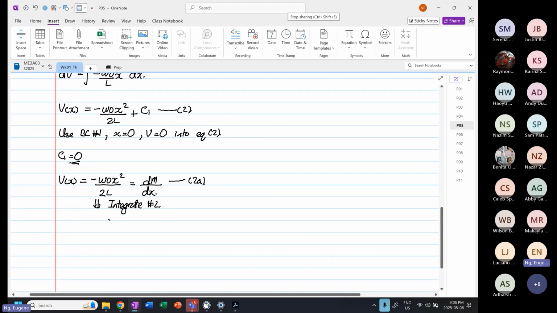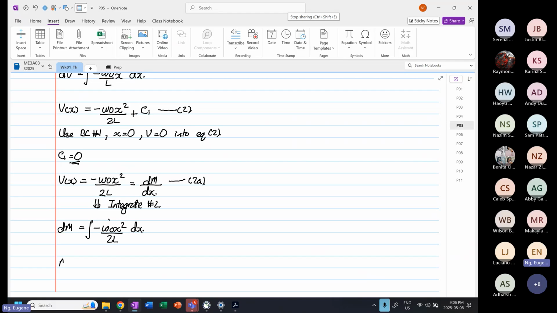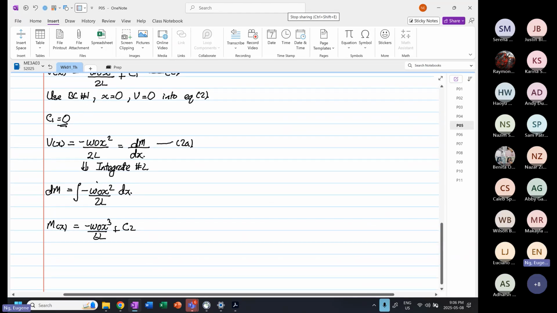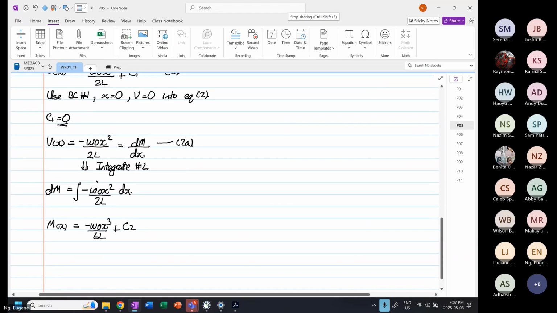And now we have dm, and then we're going to integrate minus omega naught x squared over 2L dx. So we have m as a function of x. This will be equal to minus omega naught x cubed over 6L plus C2. Okay, so that is, we just form our equation number 3.